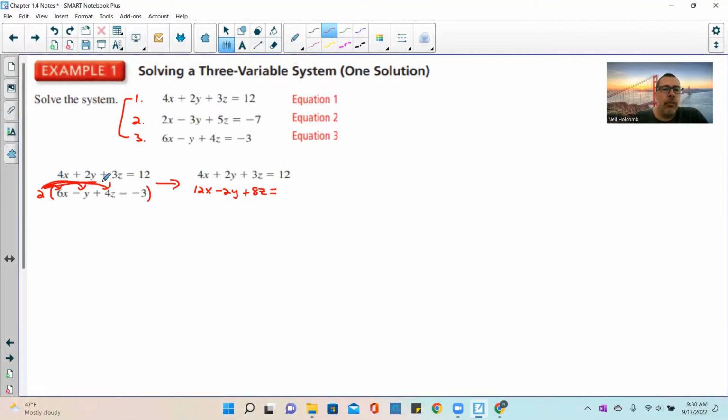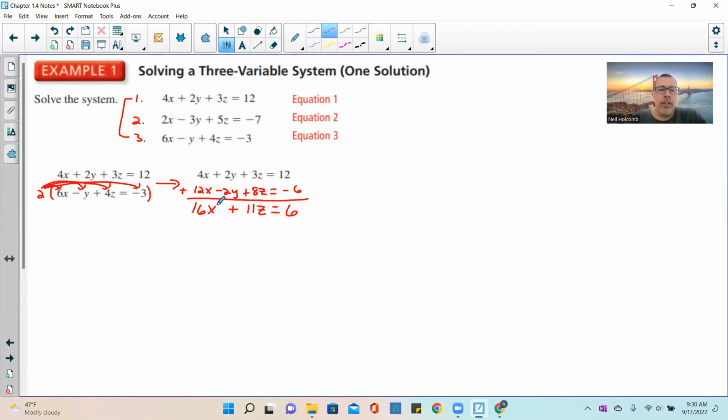Equals, and you need to multiply the constant on the other side as well, and that is negative 6. Okay, so now that you see that I have opposites here, when they are opposite, you add the two equations. So 4x plus 12x is 16x. 2y plus a negative 2y cancels, they're gone. 3z plus 8z is 11z. And that equals 12 plus a negative 6, which is 6.